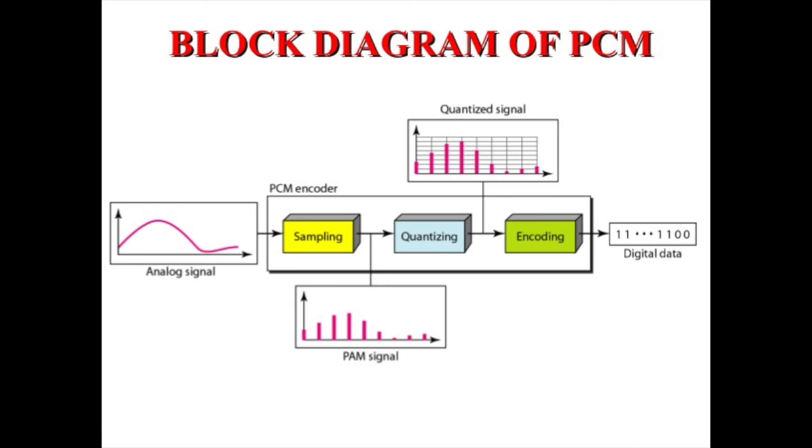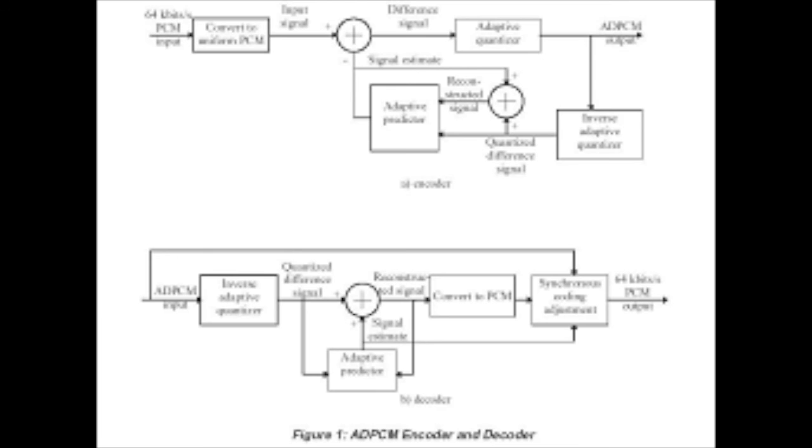Pulse code modulation is a method used to digitally represent sampled analog signals. It is the standard form of digital audio in computers, compact discs, digital telephony, and other digital audio applications. Adaptive differential pulse code modulation is a variant of differential pulse code modulation that varies the size of the quantization step to allow further reduction of the required data bandwidth for a given signal to noise ratio.